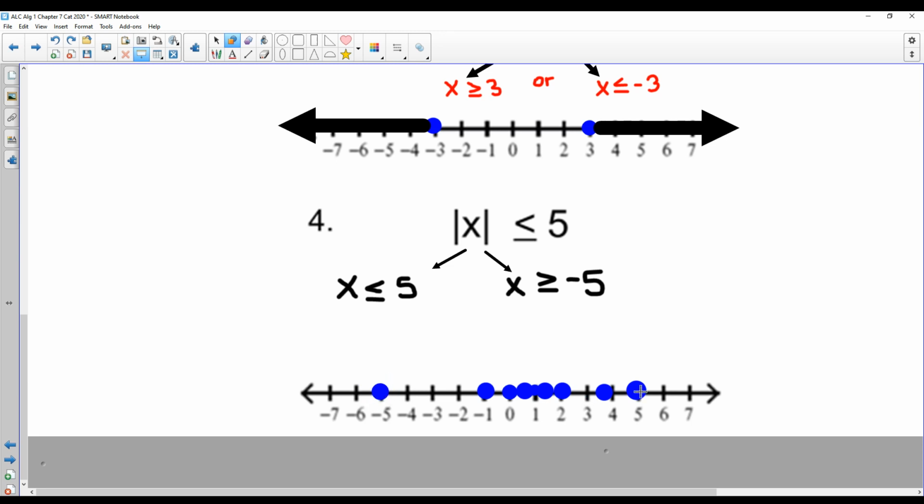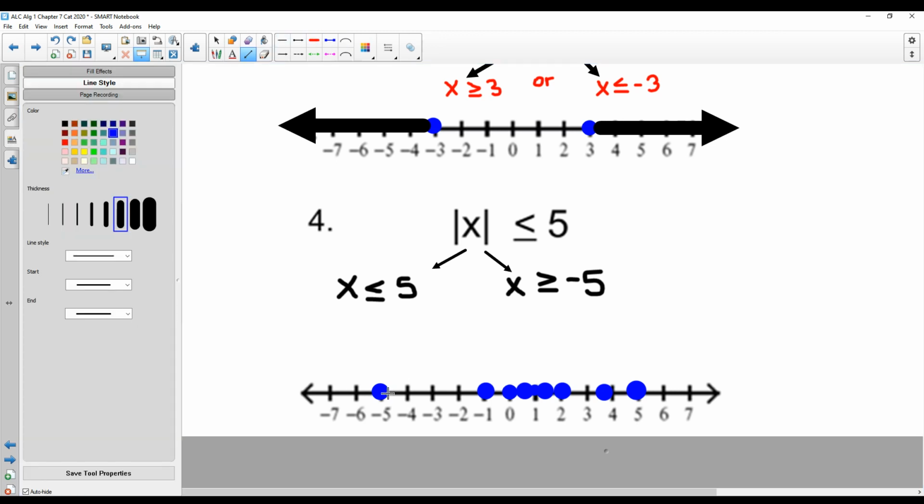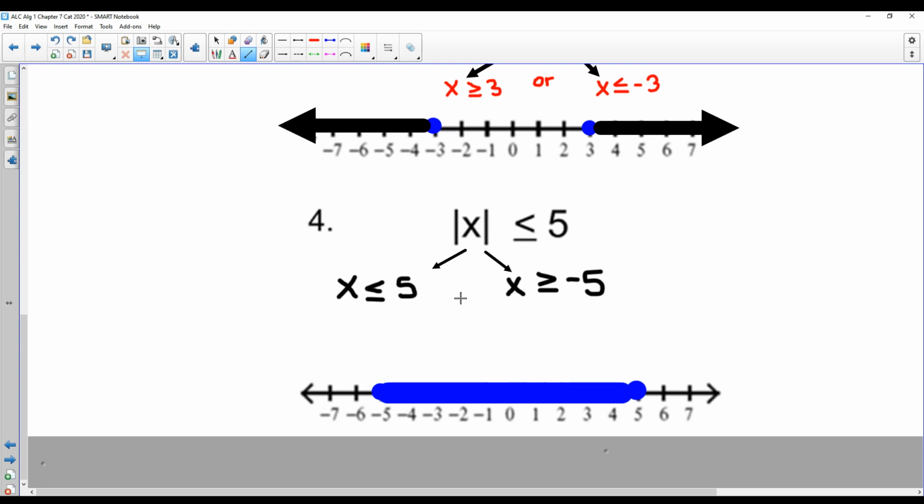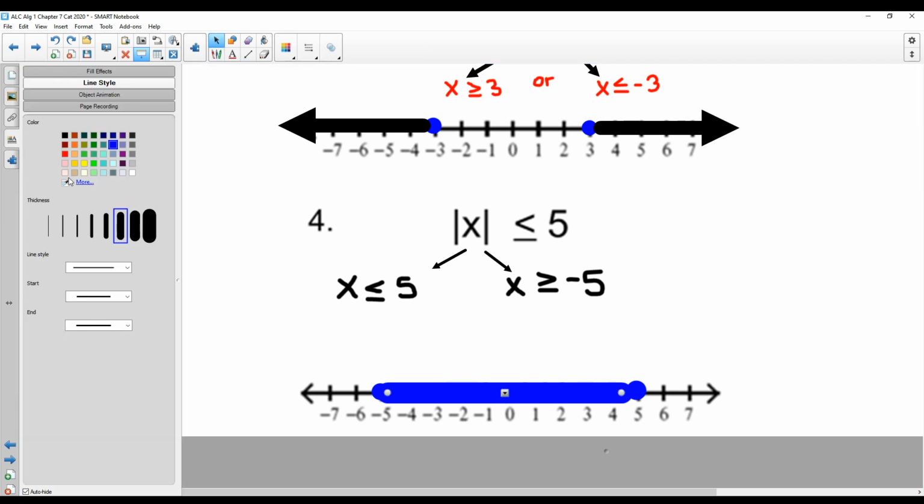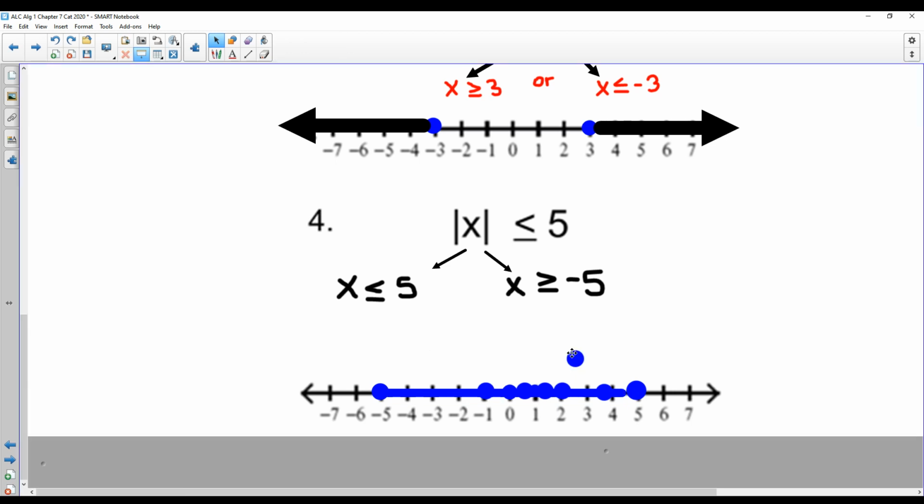And then we already have an indication of where we're going to shade because we already started doing that. We're going to shade from -5 to +5 because we want values that are less than 5 but greater than -5. All right, and that's what that graph looks like. And honestly, then you don't need all these polka dots anymore because we've basically said everything in between. So I'll pull those out of there.